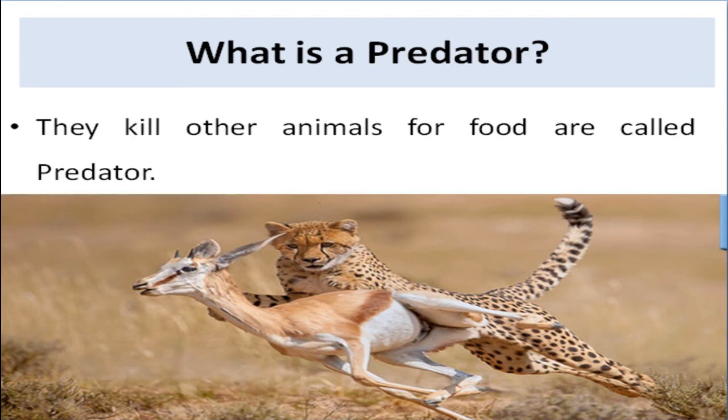Our next question is, what is predator? They kill other animals for food. They are called the predators. For example, here in this figure, cheetah is killing deer. So cheetah is called the predator.